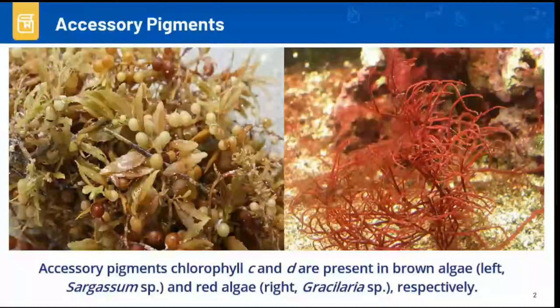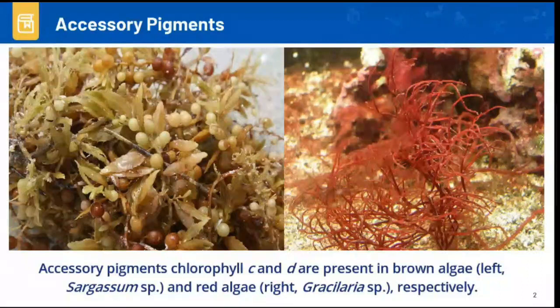Similarly, these chlorophylls are accessory pigments to other organisms, with chlorophyll A still considered the universal photosynthetic pigment, while your chlorophyll C is just the accessory pigment of some organisms, which includes your brown algae, diatoms, and dinoflagellates. Whereas your chlorophyll D is only found in red algae. Yung chlorophyll C ninyo present siya dun sa mga brown algae, an example of which are your Sargassum species. And your red algae, ito naman yung Gracilaria species ninyo.